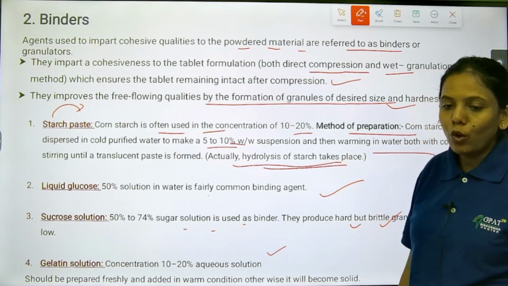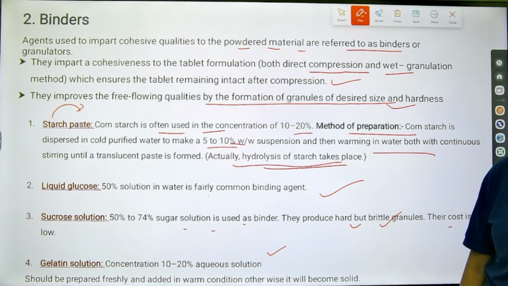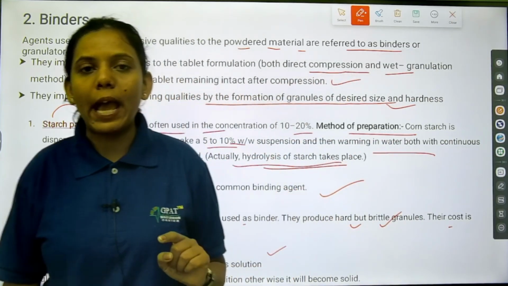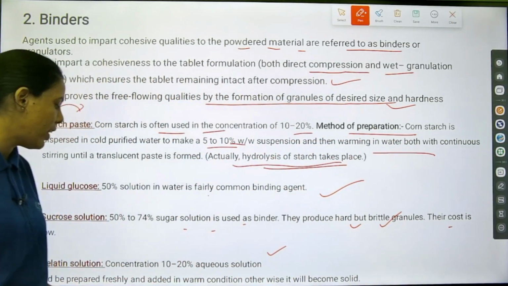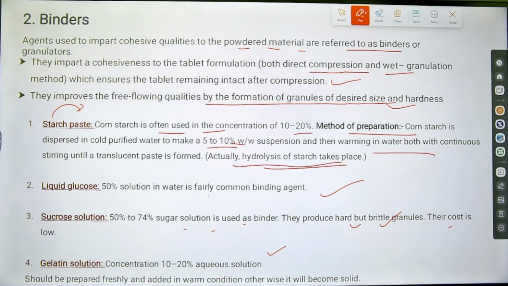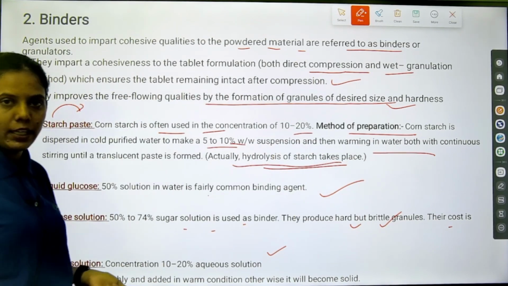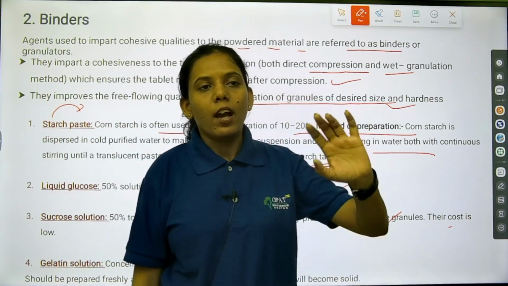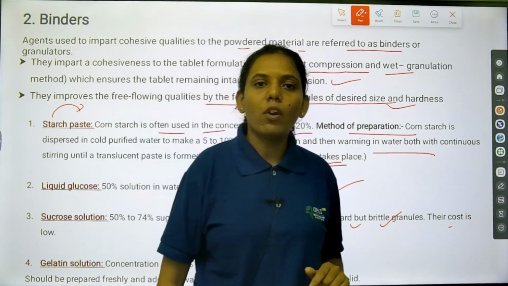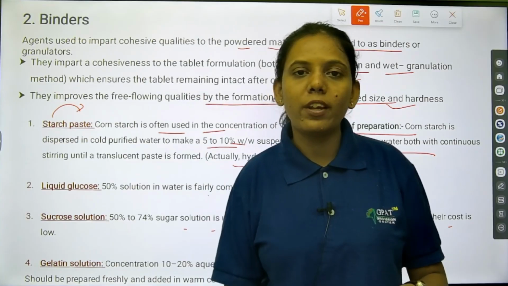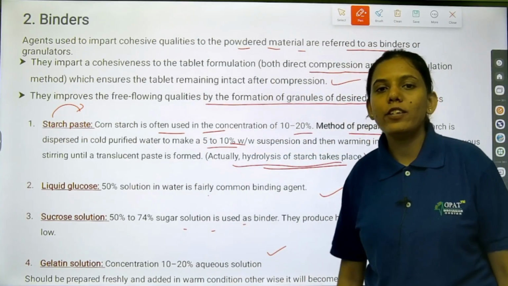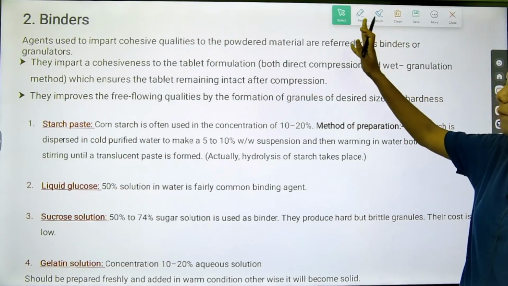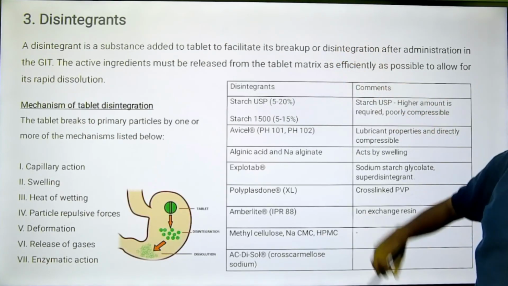Next is gelatin solution. It is 10 to 20% we are using. We will talk more about gelatin when we see the capsule part. It should be prepared freshly and added in the warm condition. Why warm condition? Because if you take it at room temperature, it will get solidified. That's how the capsule shells are formed. That is the reason you should always add gelatin solution in the warm condition, warm as in maybe 50-60 degrees Celsius.